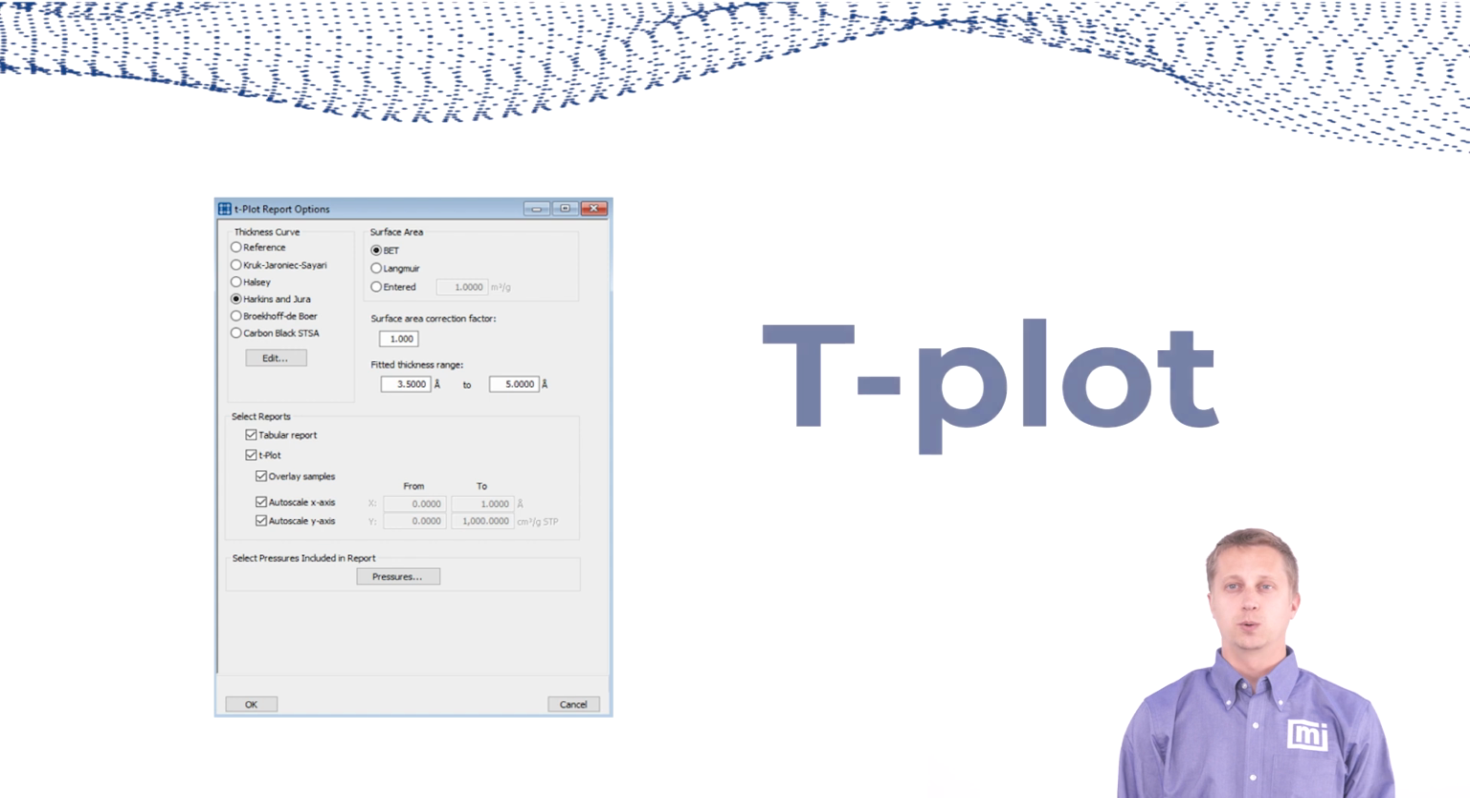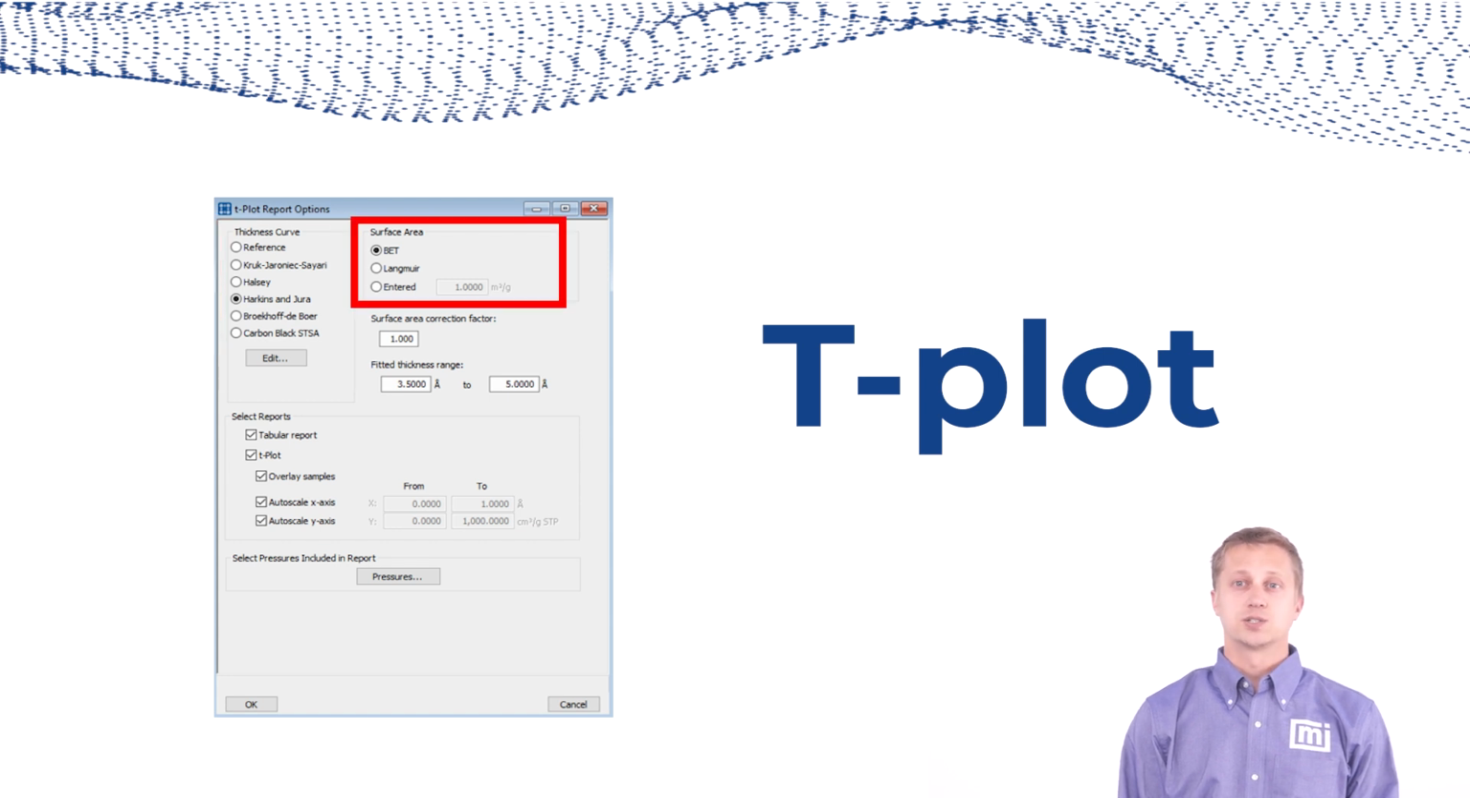The next reporting feature we'll look at is the T-plot. In the T-plot, there are two main reports, a tabular report and a T-plot report. In addition, you also need to select a thickness curve, as well as the surface area method. Most often for the surface area method, BET is chosen. For the thickness curve, there are several different options, and which option you choose will depend on your material.